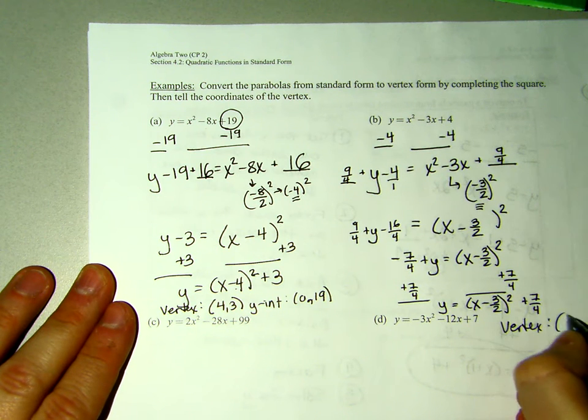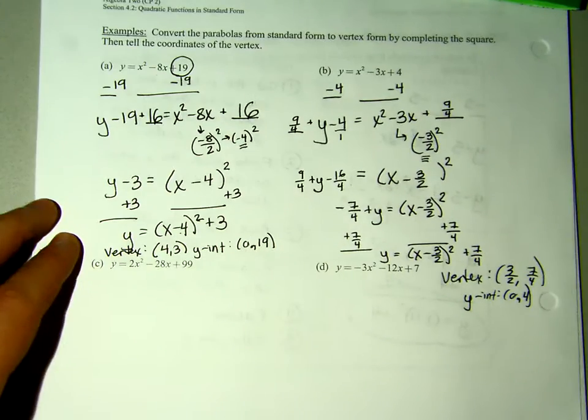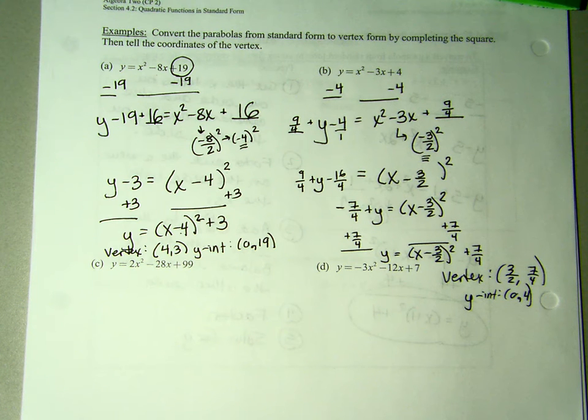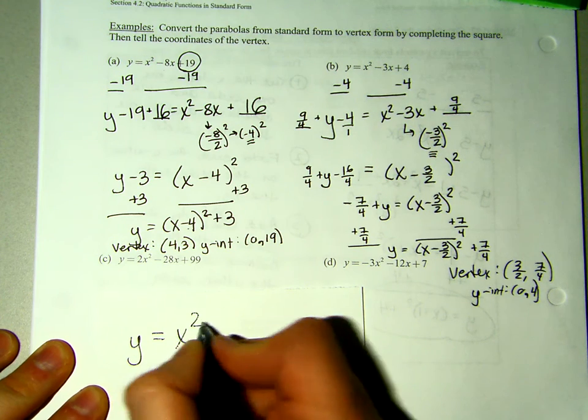Vertex should have been 3 halves, comma 7/4, with a y-intercept of 0, 4. On the little piece of paper I gave you, flip it over to the blank side. And I would like you to do y equals x squared.